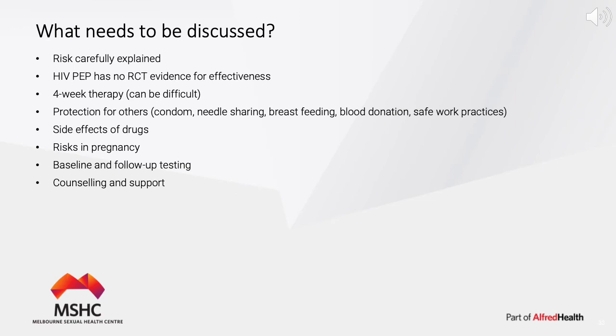Okay. So what do we need to discuss? We need to explain that person's risk using the profiles I described earlier about receptive anal sex or insertive anal sex and what the seroprevalence of HIV is in that source. We have to tell them that there's no robust evidence that PEP works, but we know that it works in animal studies and mother-to-child transmission and occupational health settings, that they need to be highly adherent to treatment over 4 weeks. And we need to talk about other safe sex practices, talking about side effects of the drugs, the risk in pregnancy, and the importance of follow-up testing. Counseling and support are very important because these patients may have a lot of anxiety about their risk of acquiring HIV.